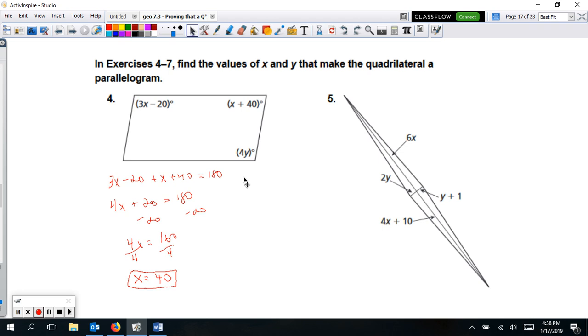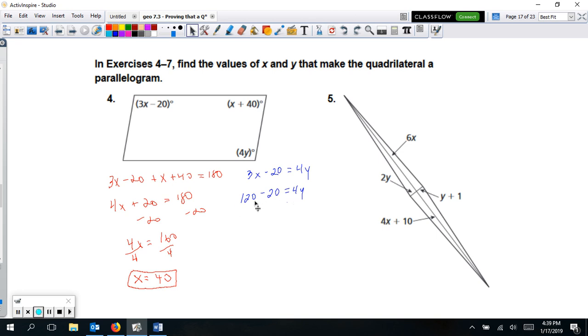So if x equals 40, now we can plug that back in up in here where we see the 3x. To find the y, we can say, okay, x is 40, so 3x minus 20 will give us this one, and then those two can equal each other. So we say 3x minus 20 is equal to 4y. And we're going to plug in 40 right there. So that's going to make that 120. So 3 times 40 is 120 minus 20.